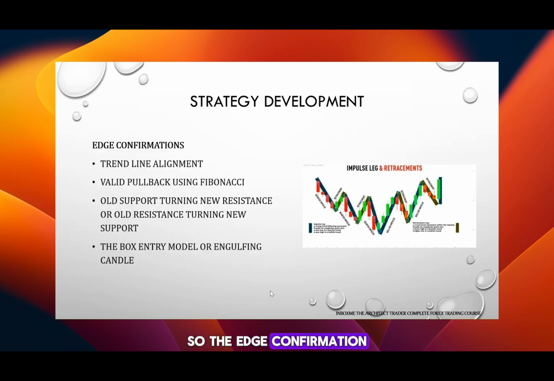So the edge confirmations are what you want to see. I was talking about confirmations to verify why you're taking a trade: trend line alignment, valid pullbacks using Fibonacci, old support turning into new resistance or old resistance turning into new support, then the box entry model on the graphic card. These are just things you need to see. We're not looking for a lot of things. Each of these edge confirmations can be filtered from a low probability trade to a high probability trade setup. You might see a trade and out of these 4, you might just be seeing 2. Sometimes you might be seeing 3.